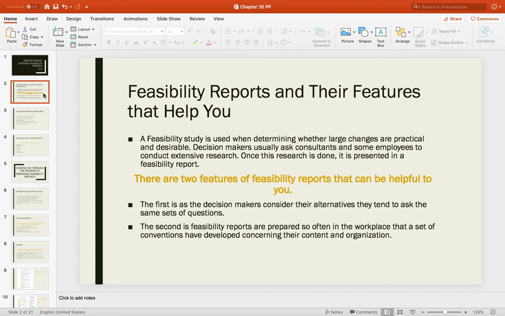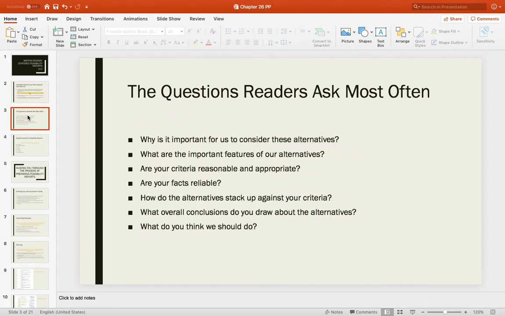As you research, plan, and write feasibility reports, you will be helped immensely by your knowledge of the reader's typical questions and the superstructure for answering them. So the questions that readers ask most often are, why is it important for us to consider these alternatives? In some cases, you need to tell decision makers why they have to make the choice in the first place.